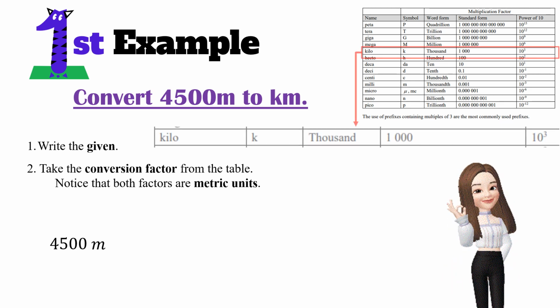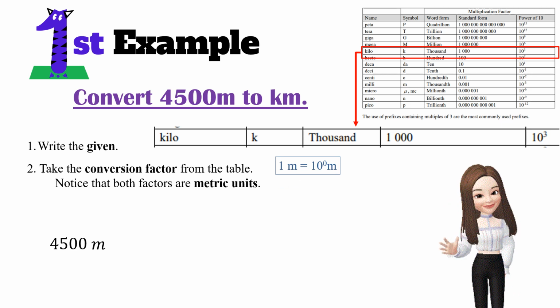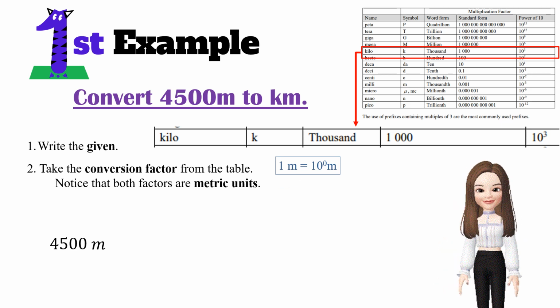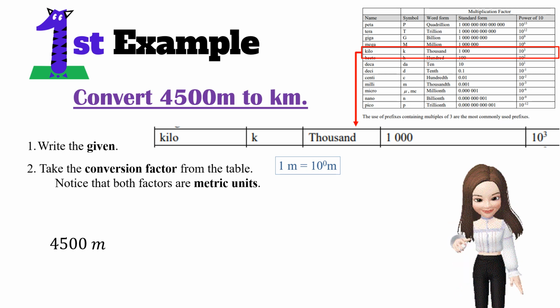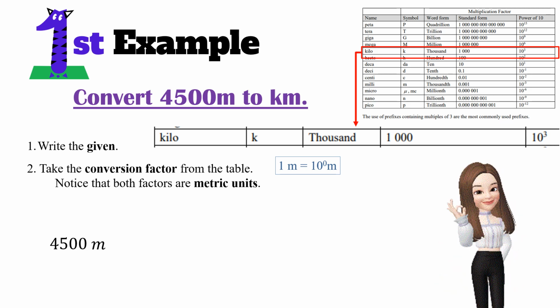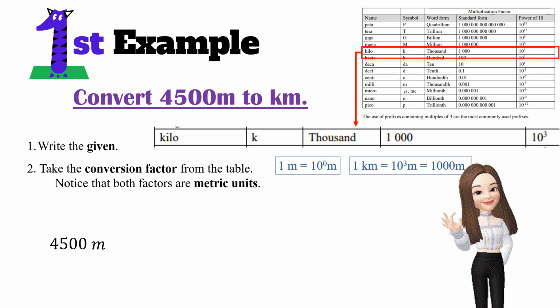Notice that both factors are metric units. Because meter is a base unit, we consider its exponent to be 0. Hence, any base unit has an equivalent of 10 raised to 0, which is equal to 1. Other base units are gram and liter. So you have there 1 kilometer is equivalent to 10 raised to 3 meters, or 1,000 meters.